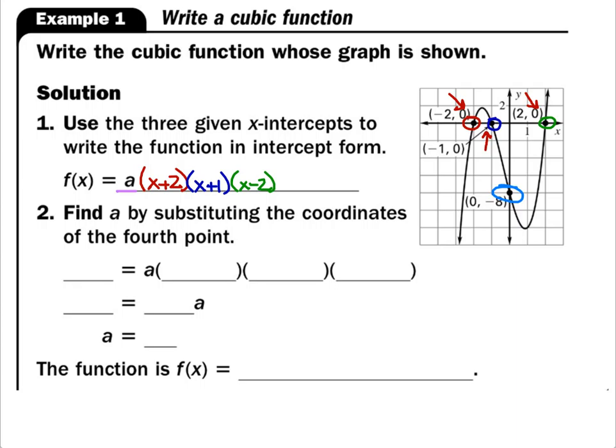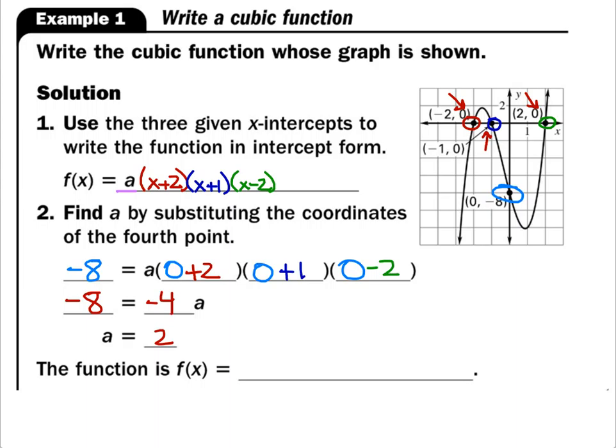Now that means when x is 0, the y value is negative 8. So 0 plus 2 times 0 plus 1 times 0 minus 2. All of this goes ahead and is information that we have using our additional point. If we go ahead and put all information together, we have 2 times 1 times negative 2, and that's negative 4. So negative 8 equals negative 4a, so a equals 2.